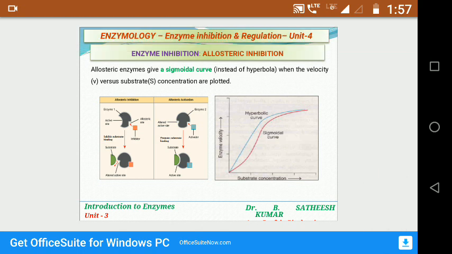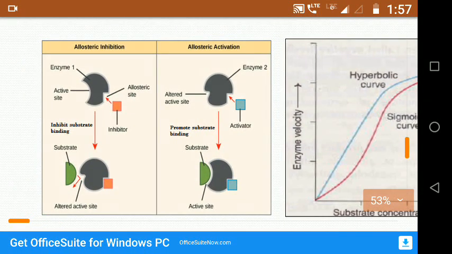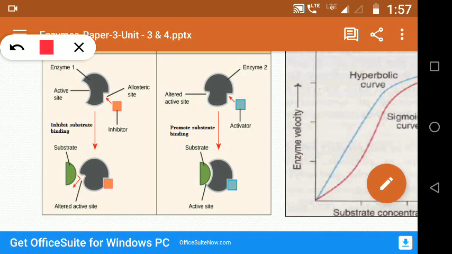When we look at the enzyme kinetics of allosteric enzymes, we will have a sigmoidal curve instead of a hyperbolic curve, which we get for non-allosteric enzymes. Here we can easily observe that this is the enzyme, and we have the active site here and the allosteric site is here. The allosteric site is different from the active site.